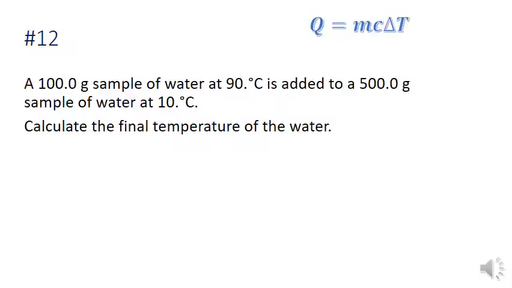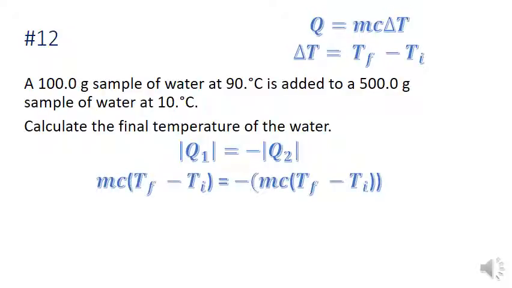I know Q equals mcΔT, and I know delta T is the final minus initial temperature. In a perfect system, the amount of heat energy lost or gained by one is directly equal to the amount of heat energy lost or gained by the other. The magnitude of Q should be the same. The difference is the sign, because one gains heat energy, one loses heat energy.